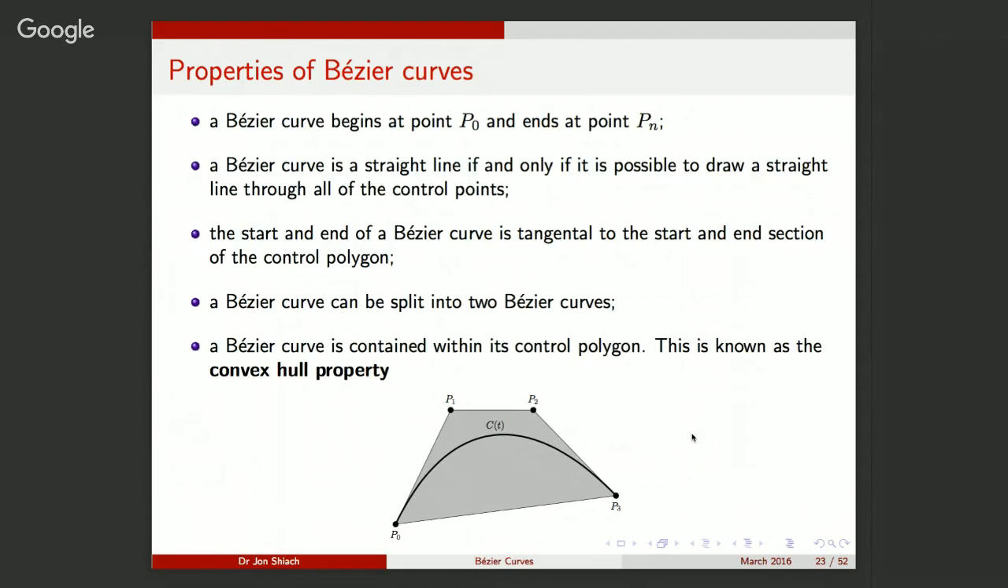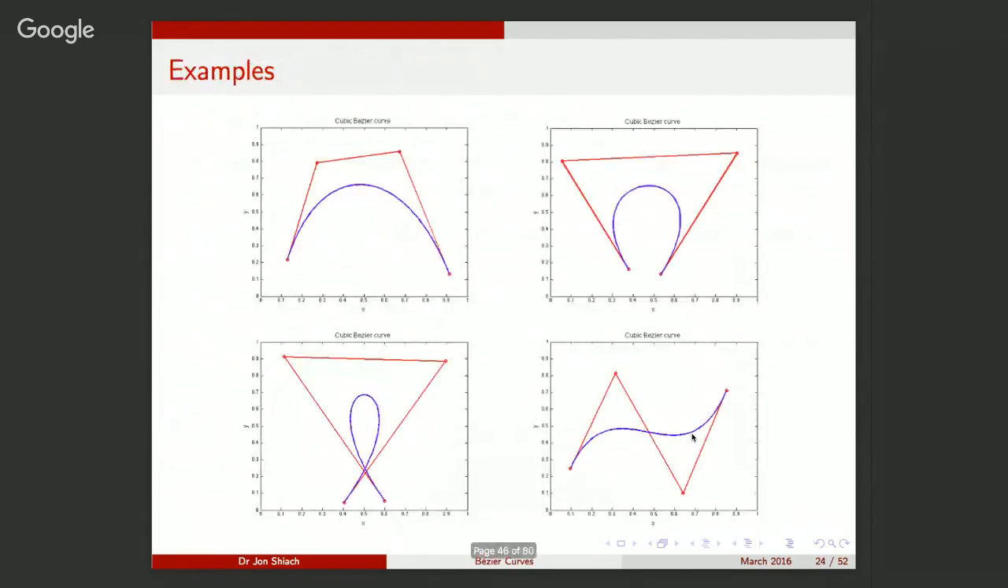The start and end of a Bezier curve is tangential to the start and end section of the control polygon. So what does that mean? Well, here, let's say this is my end of the Bezier curve. The line joining the penultimate to the last control point has the same gradient as the point at the end of the Bezier curve.